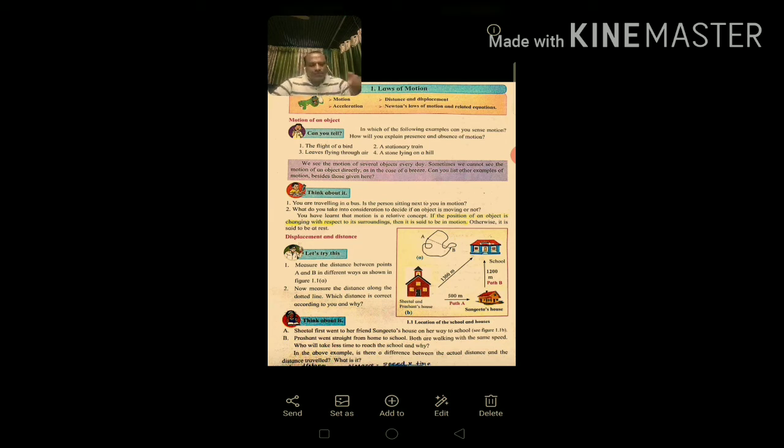Now in the third point, if on a turning Sachin changes the direction as well as the speed of the motorcycle. At the time of turning, Sachin changes the speed as well as the direction of the motorcycle.